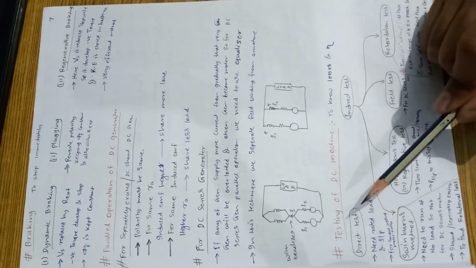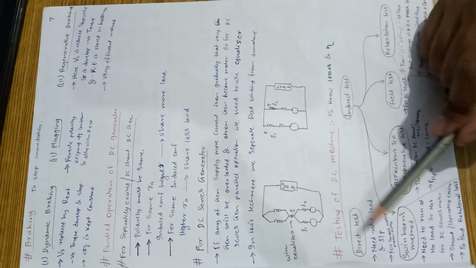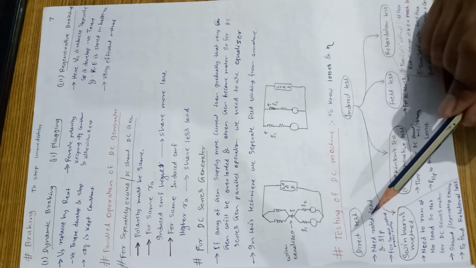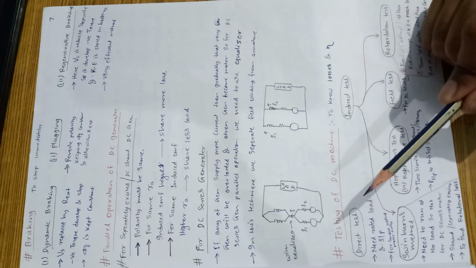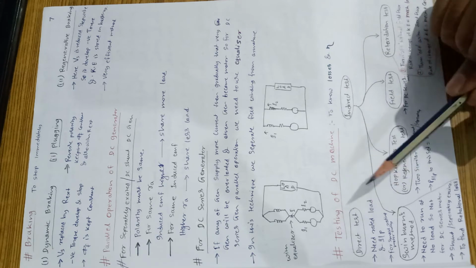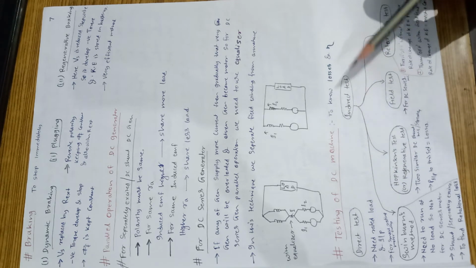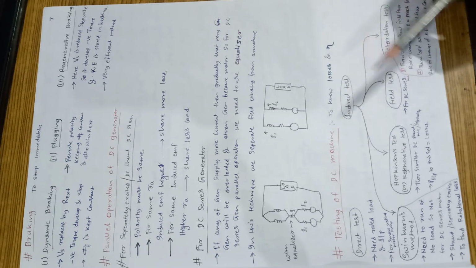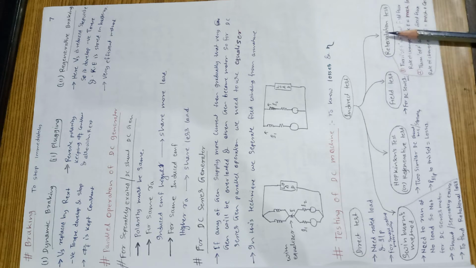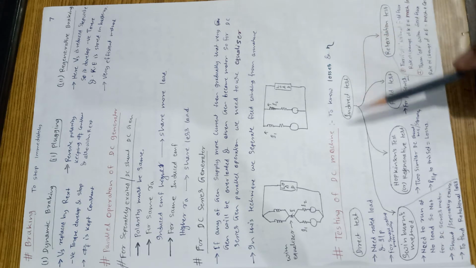For higher rating machines, we cannot do this type of direct testing, because it will become costly. We would have to put rated input and rated load, and lots of energy will get wasted. That's why we don't use it for higher rating machines. So we use indirect methods for testing: the Swinburne test, Hopkinson test, field test, and retardation test. We need to keep all these tests in mind.